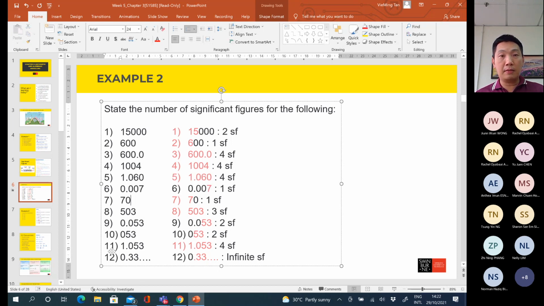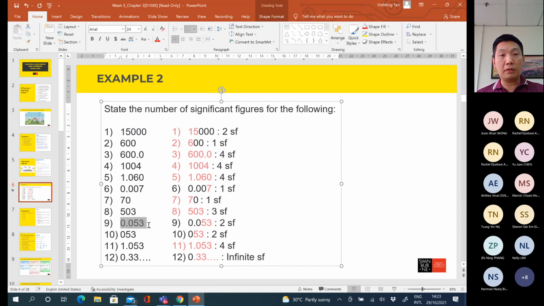Okay, next question, 70. Because this number doesn't show a decimal point, it's considered 7 only as the significant figure. The 0 is not, because there is no decimal point after the 0. Okay, 503. After 3, there is no decimal point. So we should only include these 3 digits as significant figures.